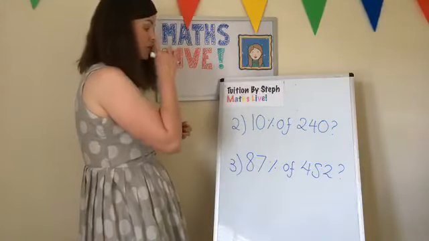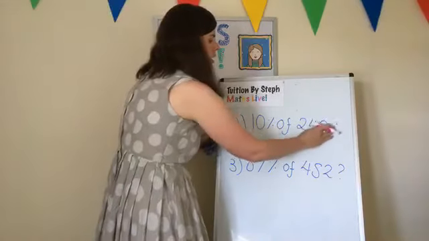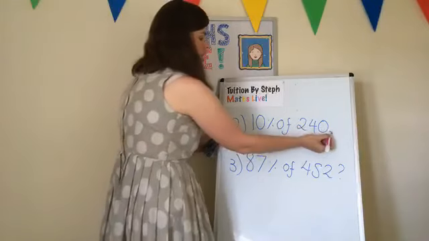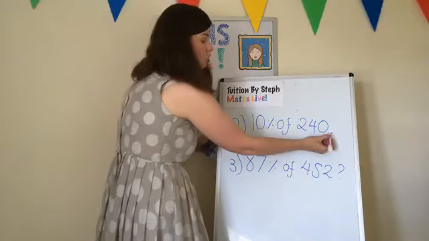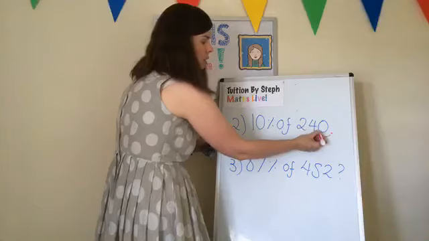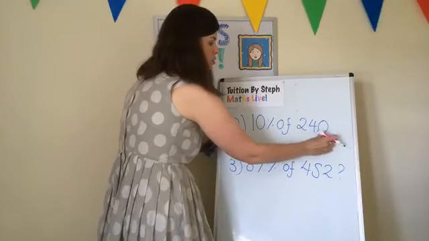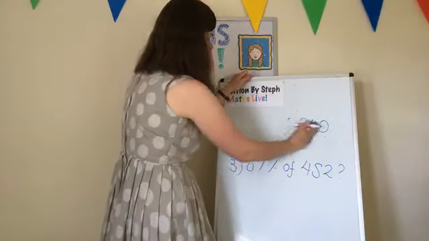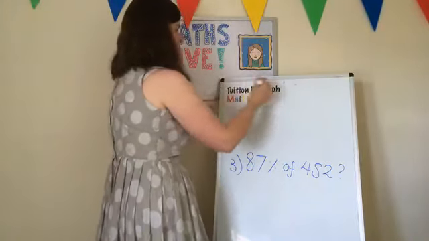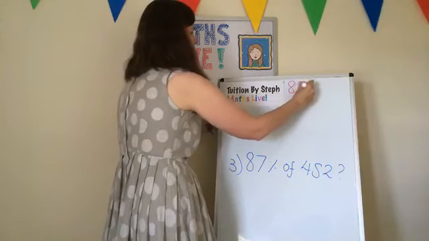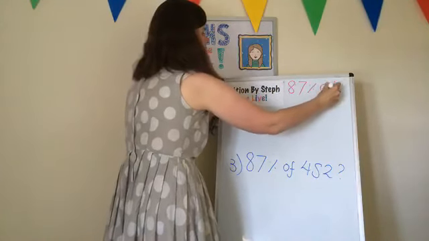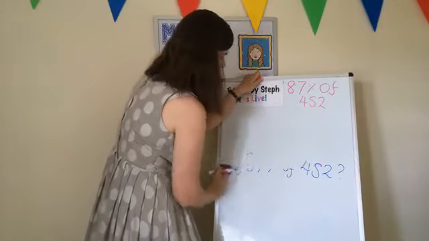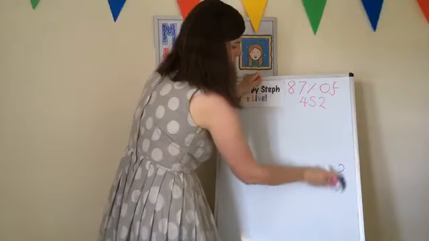So, 10% of 240. Our decimal point is always hidden next to the whole number. So if you're doing 10%, you jump once to the left. So 10% of 240 is just 24. Yeah, 24. Now with this one, I'm going to put this up here, 87% of 452, because I need some space for this one.